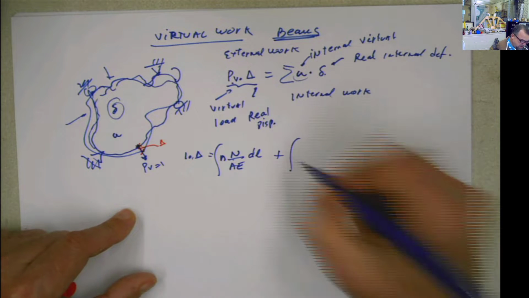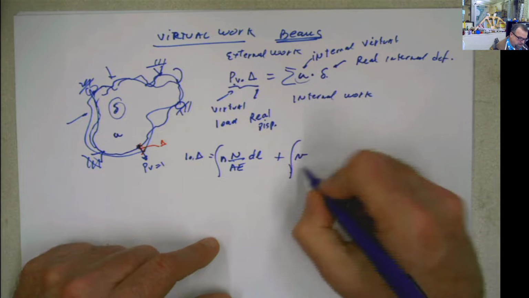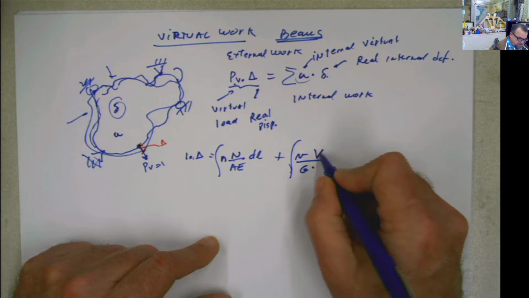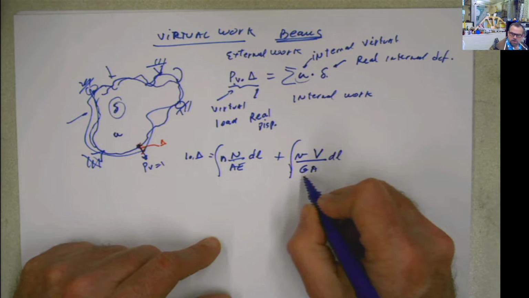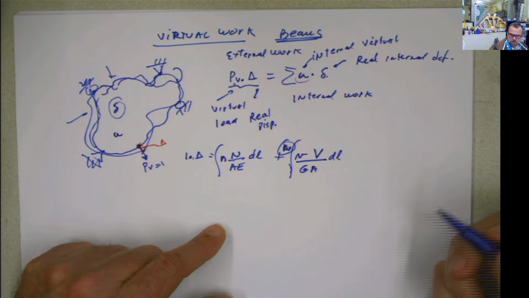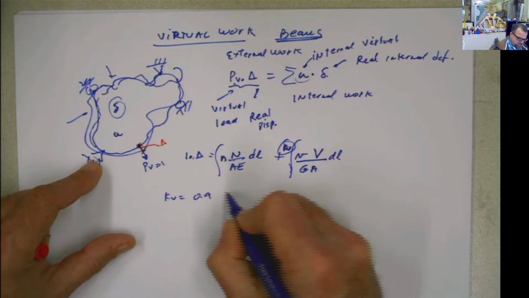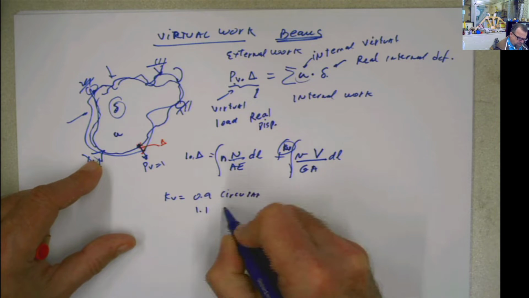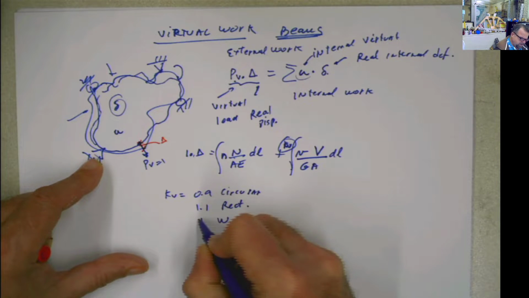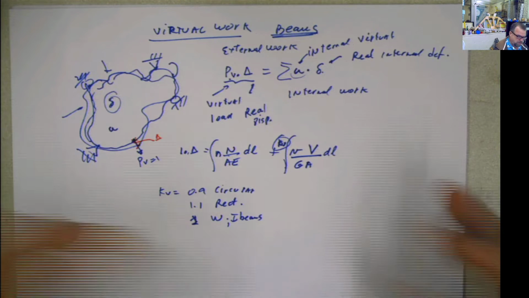Plus, then you have the internal shear produced by displacing that virtual load, multiplied by the deformation produced by the real shear, which is V divided by G A_v, times dL. Remember, G is the rigidity modulus, or the shear modulus, and A_v is the area in shear. There is a coefficient here called K_v, a form factor coefficient. Don't hold me accountable for it, but I think it is 0.9 for circular sections, 1.1 for rectangular, and 1 for W or I beams. There are other factors, but these are the main ones that I remember. You can just Google it and find it.